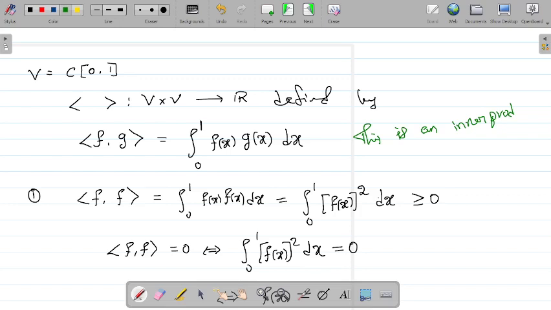Okay, but earlier we defined one product, that is f, g mapped to the integral of f plus g integrated over 0 to 1. This is not an inner product because it fails to satisfy that first condition.